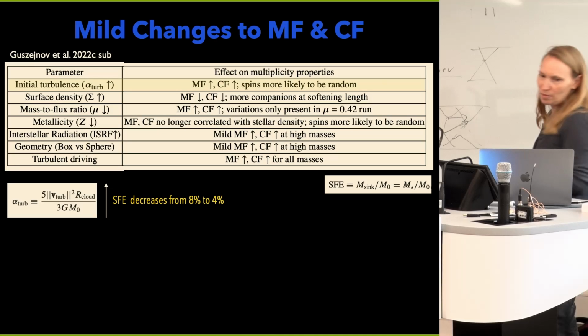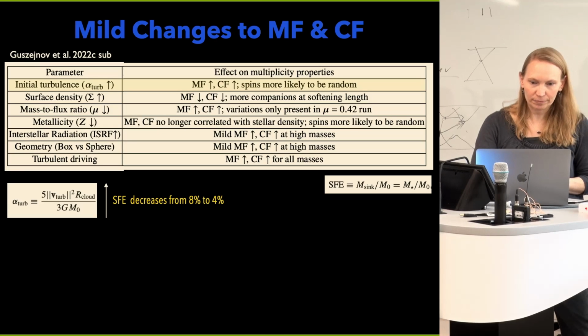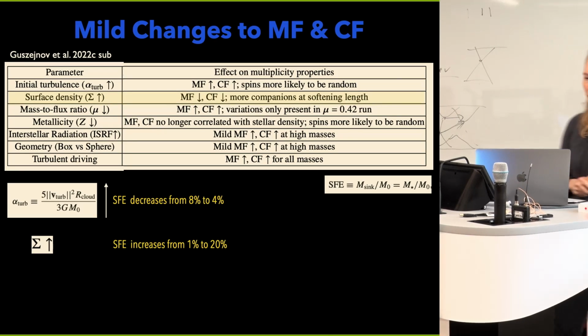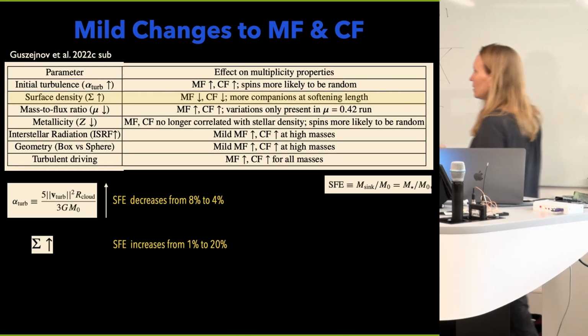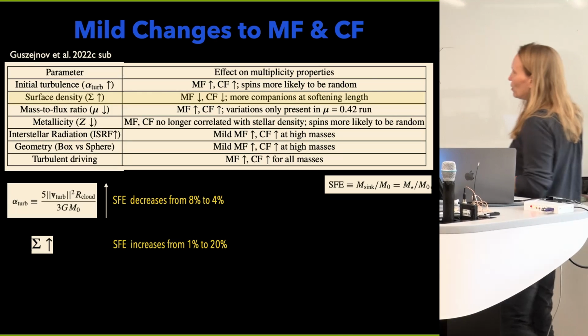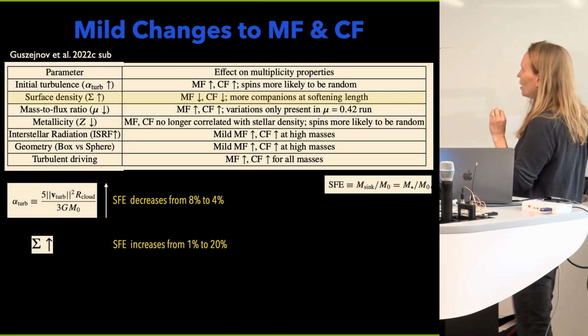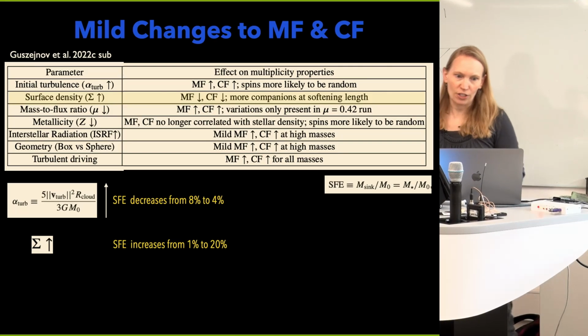So again, there's this dependence on stellar density. Same thing with column density. As you increase the density of the cloud, the star formation efficiency goes up, the stellar density goes up, and that means the multiplicity fraction goes down.